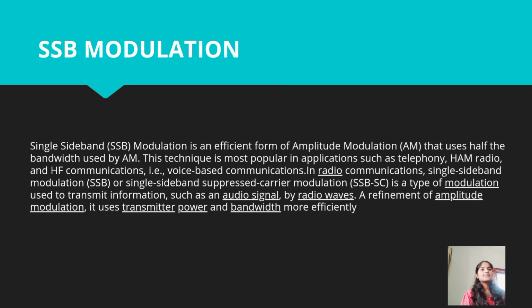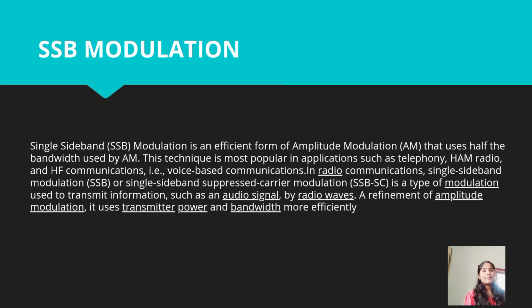So what is SSB modulation? Single sideband modulation is an efficient form of amplitude modulation, AM, that uses half of the bandwidth used by AM. This technique is most popular in applications such as telephony, HAM radio and HF communication. In voice-based communication and radio communication, single sideband modulation, or single sideband suppressed carrier modulation, is a type of modulation used to transmit information such as audio signals by radio waves.